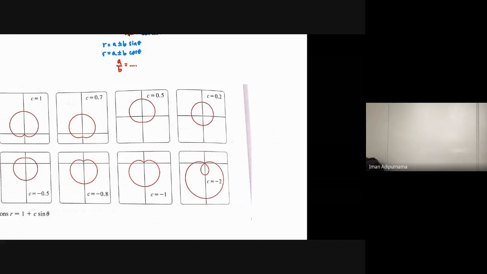So remember the pattern, the positive, negative. You have cos, sine. Cos will be left, right. Sine will be up and down. Okay, the pattern.